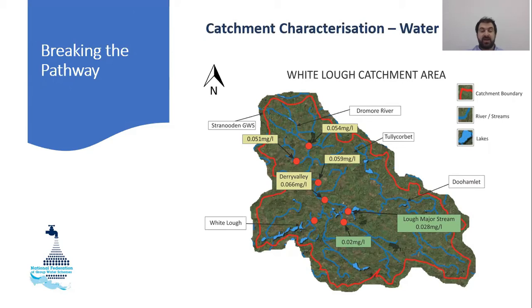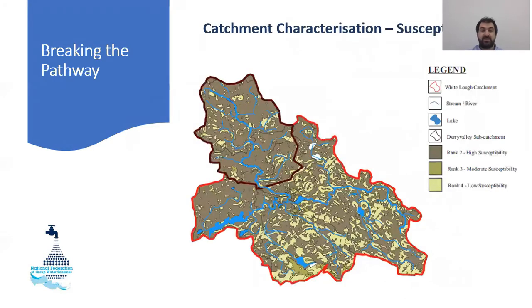Now, when we look at the actual susceptibility maps for the catchment, it begins to paint a picture and helps us conceptualize what is going on here. We see that the Dromore River / Derry Valley subcatchment is dominated by lands that are classified as being highly susceptible to the near surface or overland flow pathway for phosphorus, whereas in the Loch Major stream catchment, there was a much higher proportion of free draining soils, which matches with the results that we had seen in the water bodies itself.